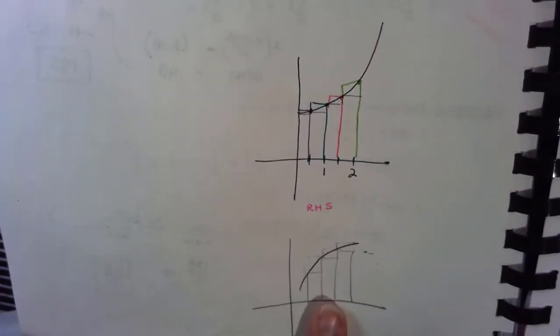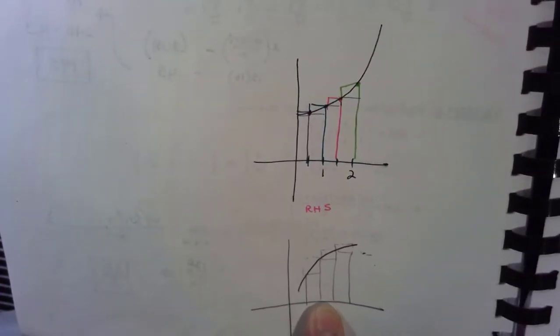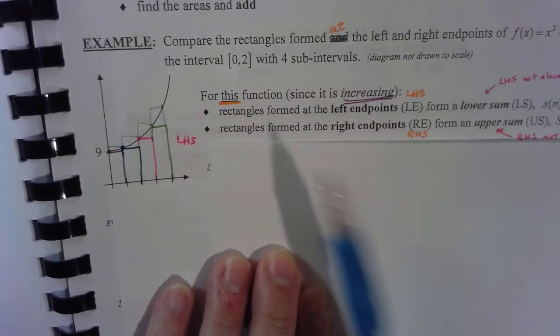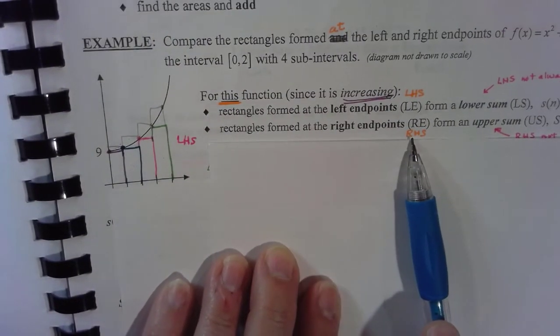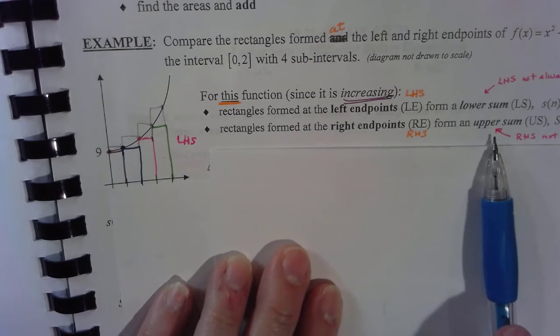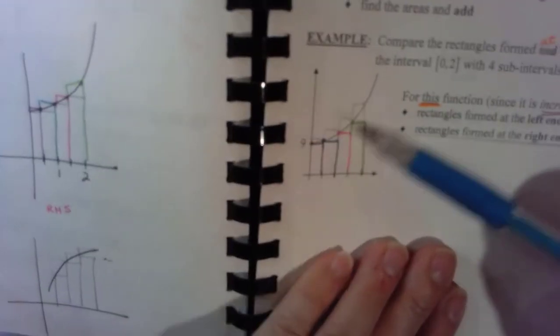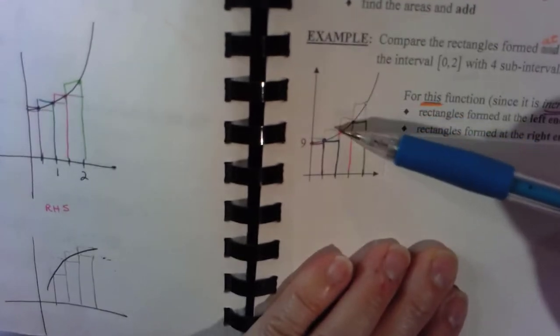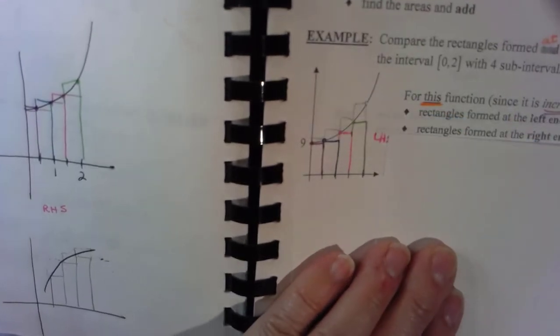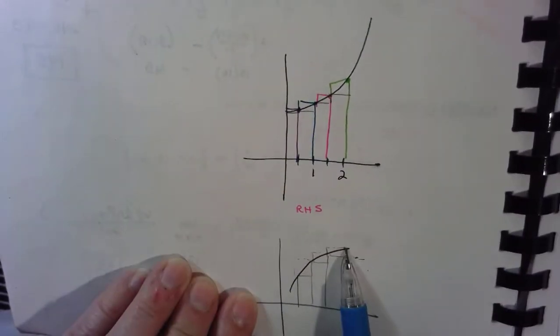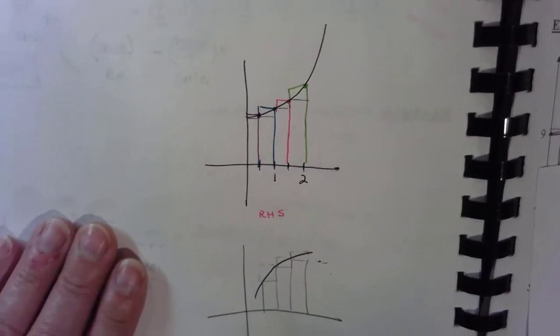Notice that this function is increasing, and my left endpoint rectangles, my left-hand sum, form a lower sum. Rectangles formed at the right endpoint, the right-hand sum, form an upper sum. So for this function, since it's increasing, the right-hand rectangles, the right-hand sum, will over-approximate. Again, I can come and look at this one. The right-hand rectangles will over-approximate. That is because my function is increasing.